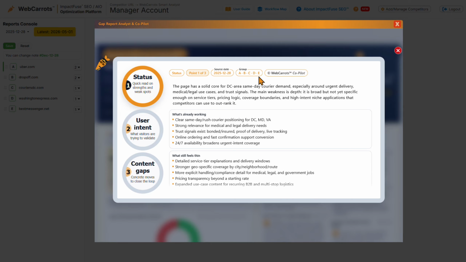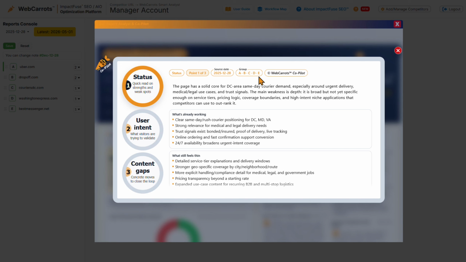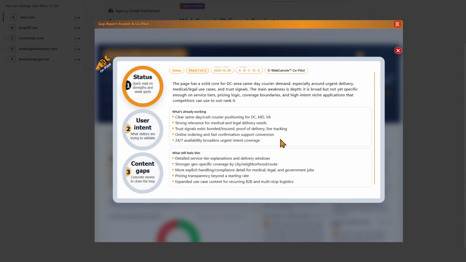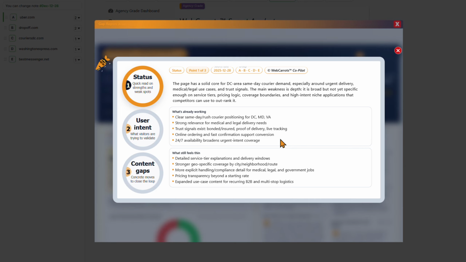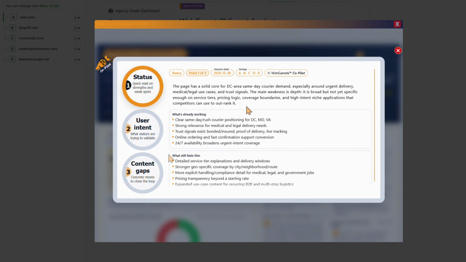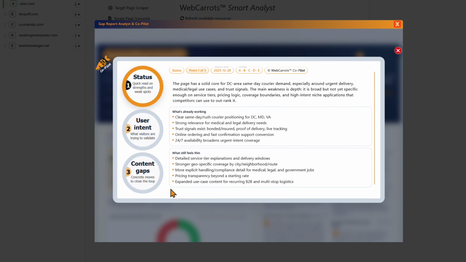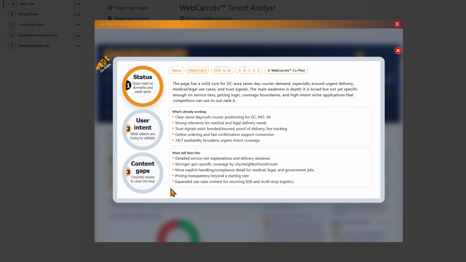The competitor letters, such as A, B, C, D, and E, represent the competitor sources used in this report. The main summary gives you the overall read. For example, in this courier report, Co-Pilot says the page already has a strong base for same-day courier demand in the DC area, especially around urgent delivery, medical and legal use cases, and trust signals. But it also points out the weakness. The page is broad, but not yet deep enough on service tiers, pricing logic, coverage areas, and high-intent niche uses.